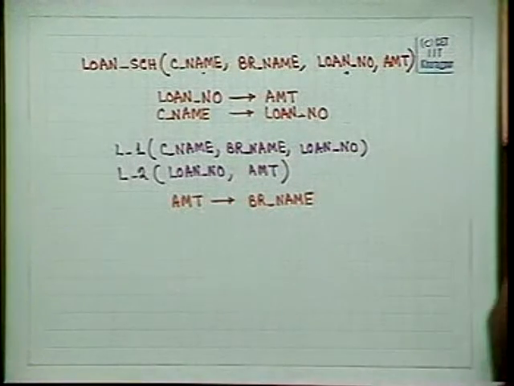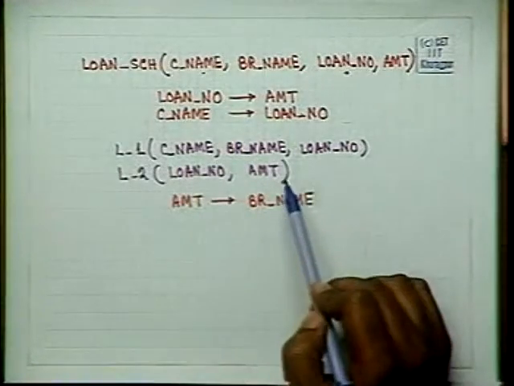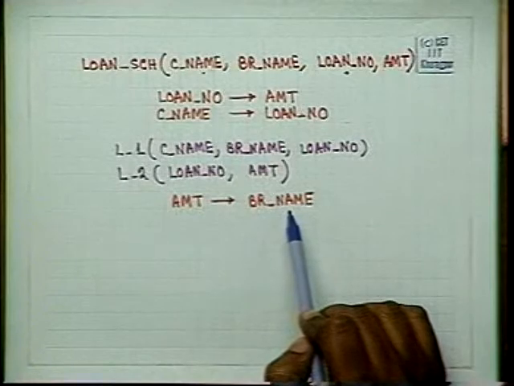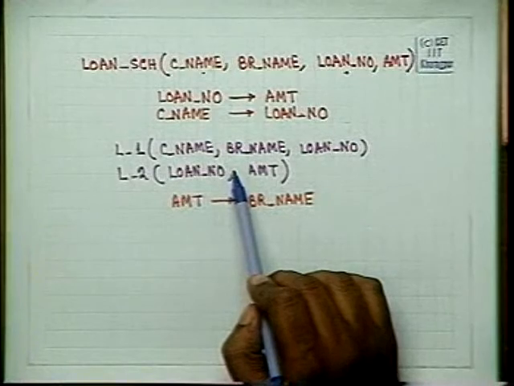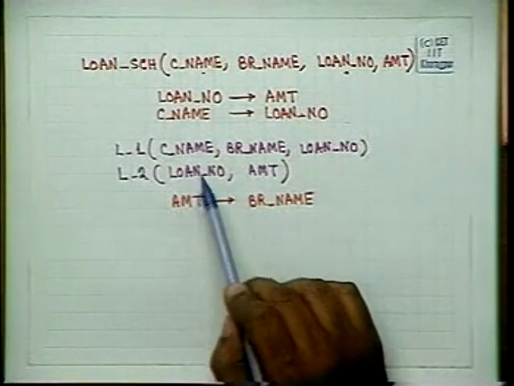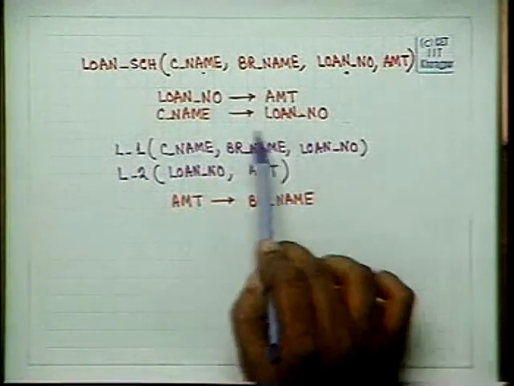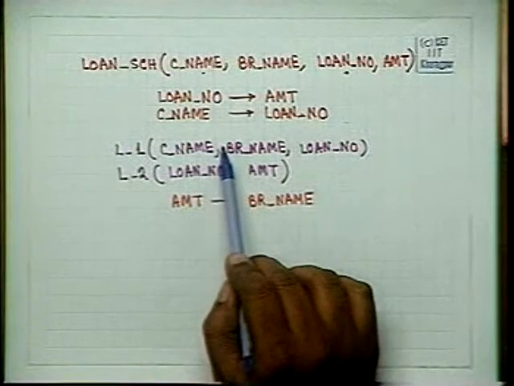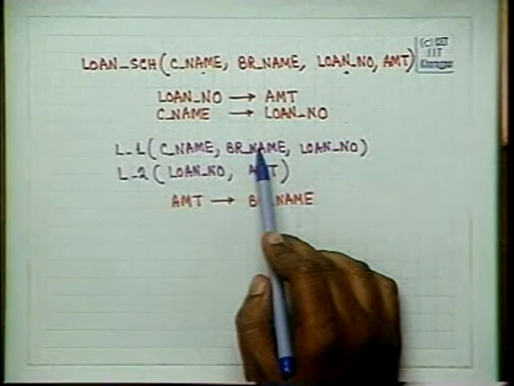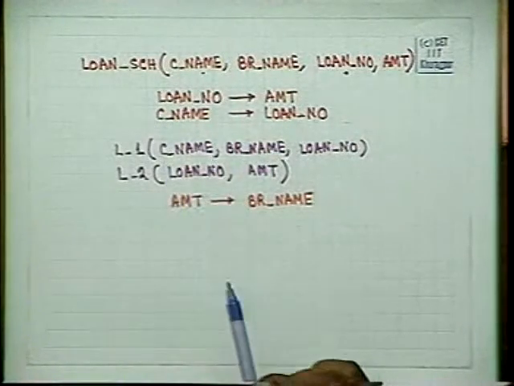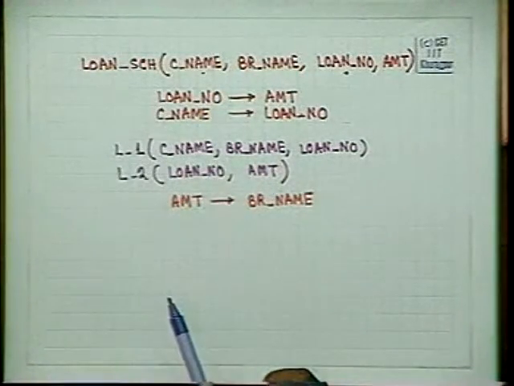Suppose we had another additional functional dependency here. Then this functional dependency is not easily checked by this decomposition rule, because in order to check it on this decomposed relation scheme, we will have to take a natural join and then check it, because amount is here and branch name is here. Therefore, if three such functional dependencies were there, then this would not look like a good decomposition.